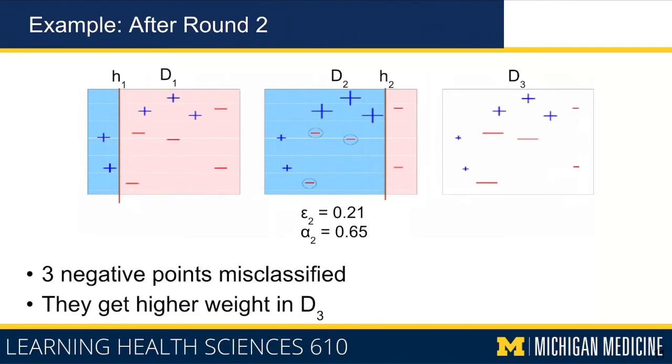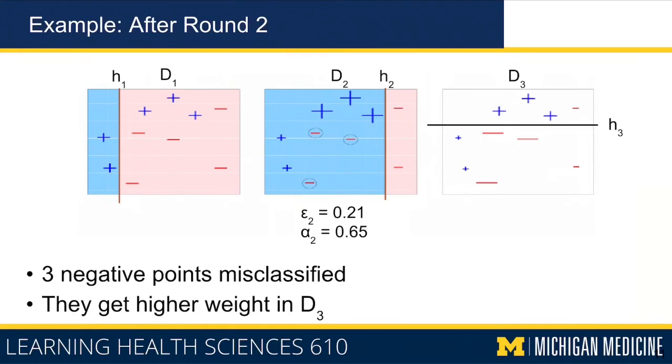Good. Now you have these 3 negative points that you have made a mistake on, and so you are going to increase their weight in D3. The positive points that you had made a mistake on using H1 are reduced, but they are still more important than the other 4 that were always correctly classified. So the 2 positive points on the far left and the 2 negative points on the far right were always correctly classified until now, so they got even lower weight.